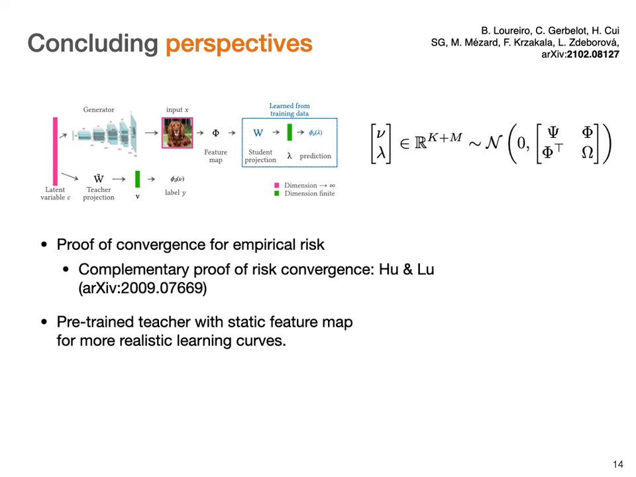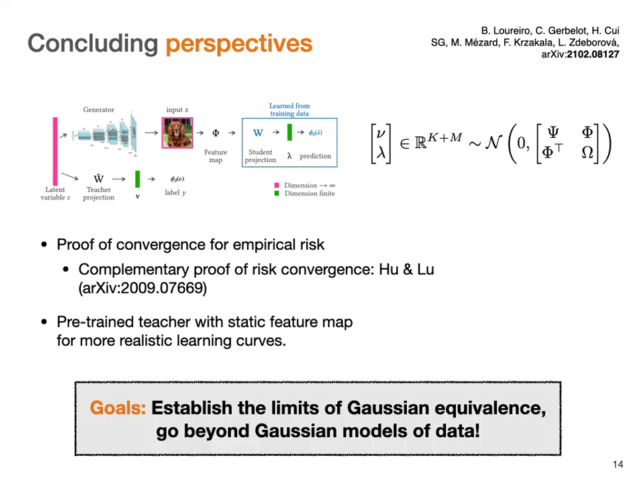And this is something that we're still looking at. So the two big goals, I think, here are to establish the limits of this Gaussian equivalence. So how far can we push this? How realistic can our learning curves and our generalization plots get? And of course, the second big question is: can we go beyond these Gaussian models of data? Can we understand how higher order moments, higher order cumulants of data impact learning in neural networks?